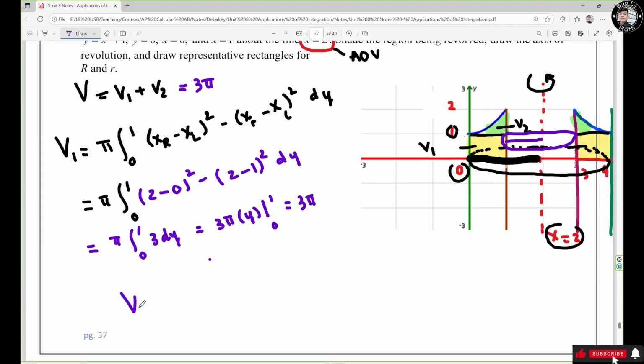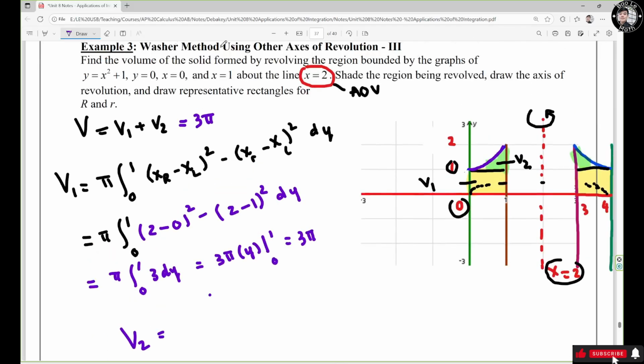Now V2 is the green one right here. In this situation, the bigger radius is dependent on the graph right here. This one is y equals s squared plus 1. As in example number 1, we rewrite this one in terms of y. It turns out to be s equals square root of y minus 1. Now, the bigger radius is the radius of the bigger circle. It's going to be right here, dependent on the graph of this one. And the smaller radius is right here.